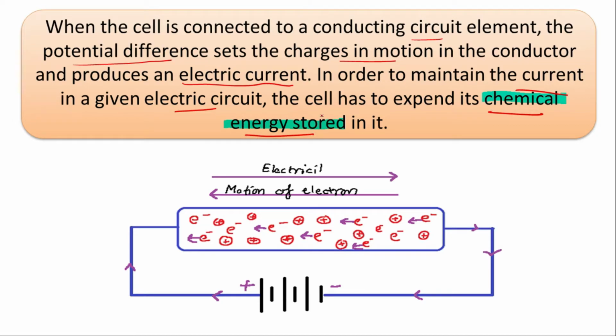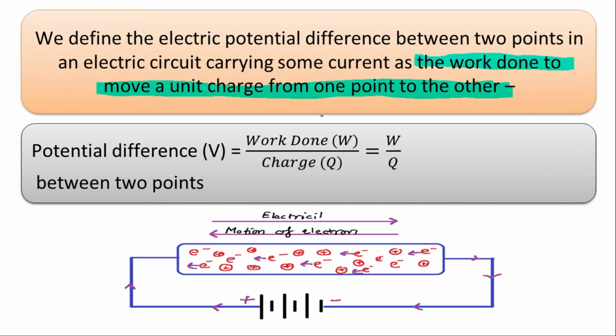So this is how electricity flows in the conductor. It is a very interesting thing, and I hope it is clear to everyone. Now let us define potential difference. We define the electric potential difference between 2 points in an electric circuit carrying some current as the work done to move a unit charge from one point to another.